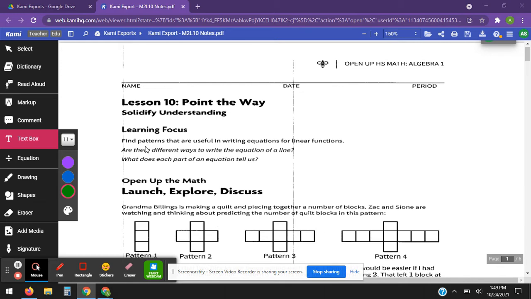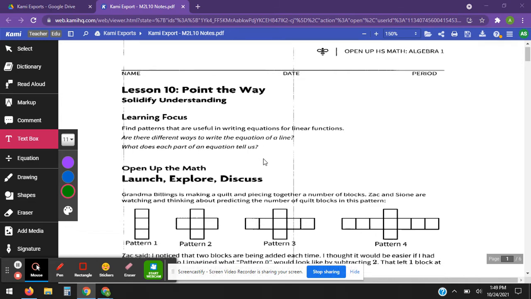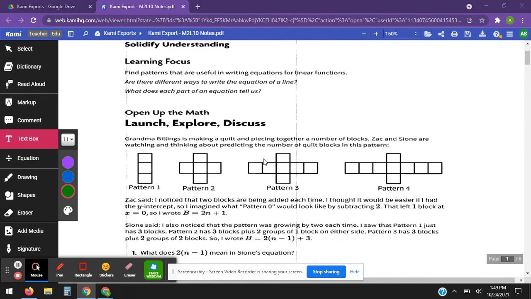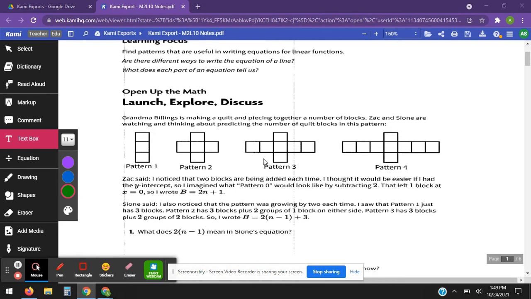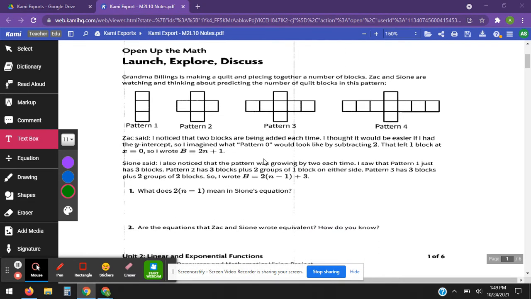We are going to find patterns that are useful in writing equations for linear functions. So there are different ways of writing an equation for a line, and we're going to identify what those parts are so that we know why we can write it different ways. To start with, Grandma Billings is making a quilt and piecing together a number of blocks. Zach and Sion are watching and thinking about predicting the number of quilt blocks in this pattern.